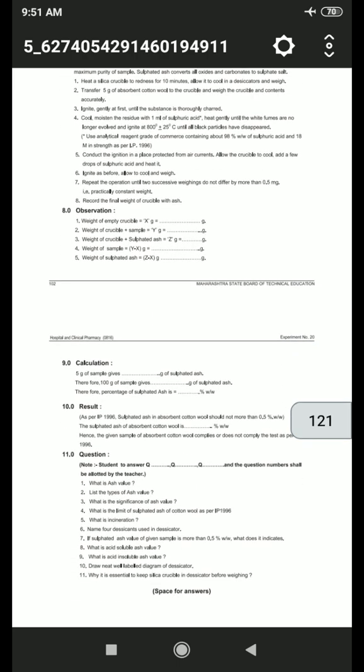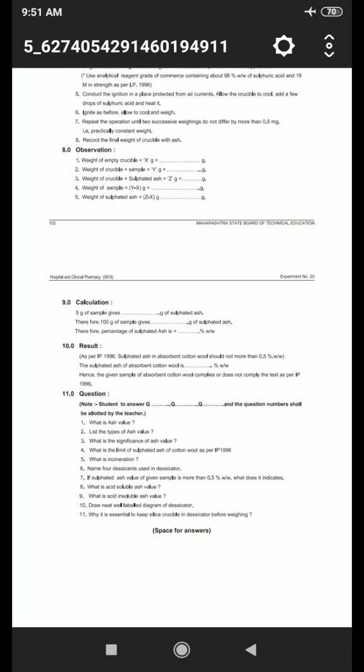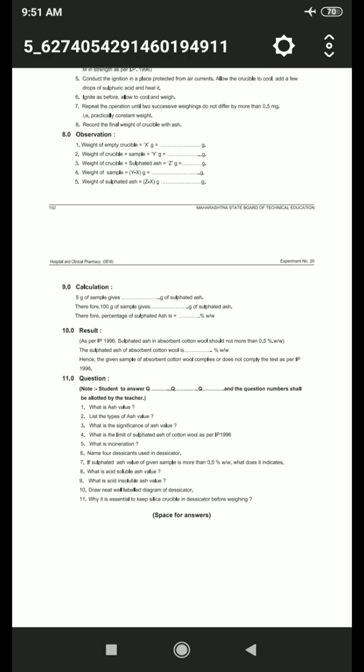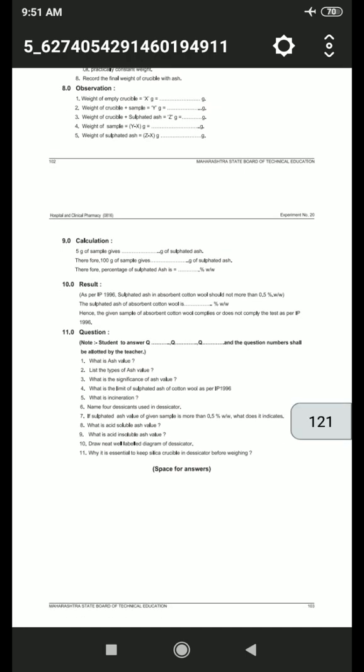Okay. And then the calculation part, write down here the calculation. Then last is the result. Okay. Then write down here your result of this experiment, and here are the important questions of this experiment. After watching this video, you all students will be able to answer these questions.